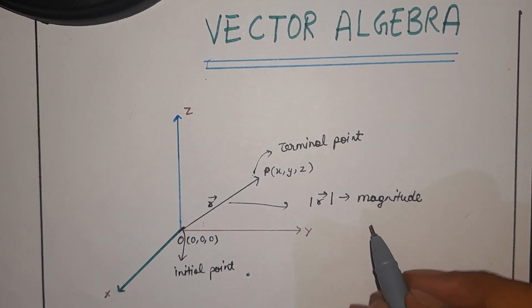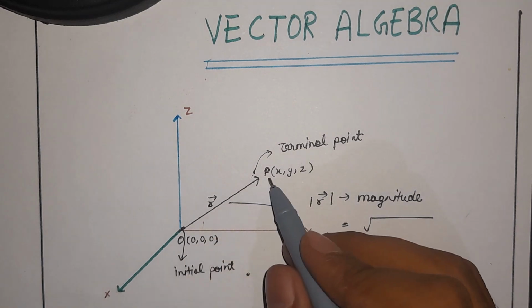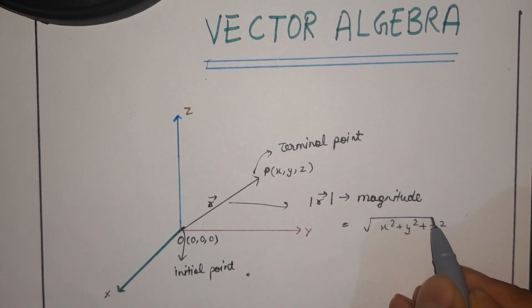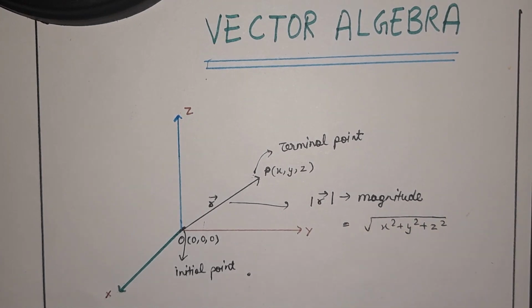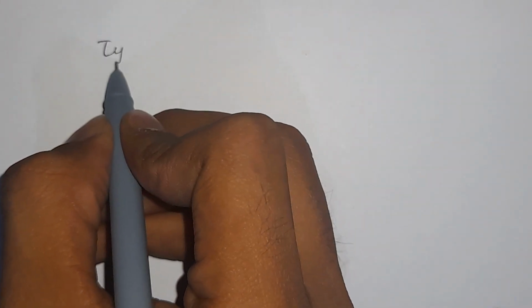And what is the value of mod r? It will be under root of the distance between O and P. So it will be root of x square plus y square plus z square. And this arrow point indicates the direction of the vector. So a vector quantity always has this arrow above it. Now we will learn about types of vectors.